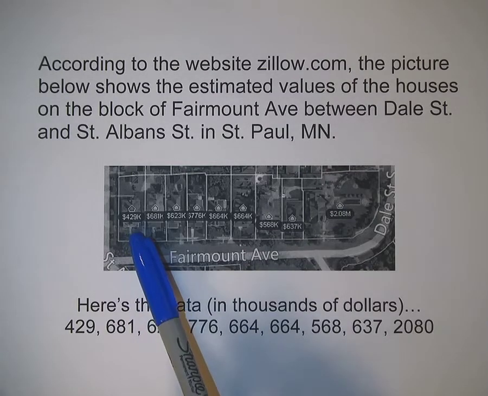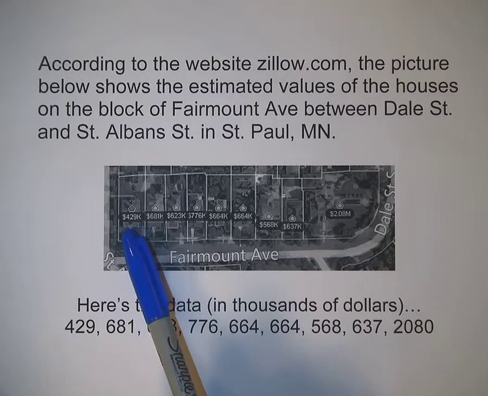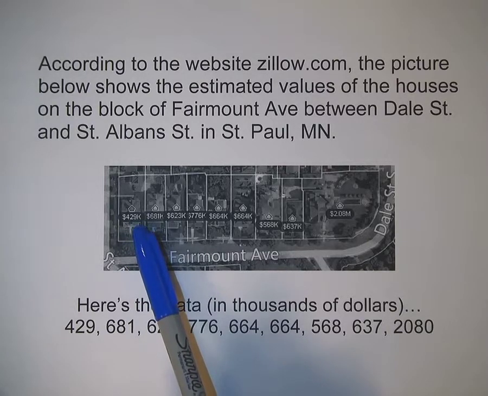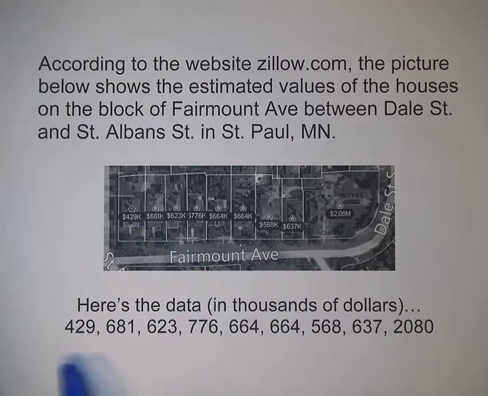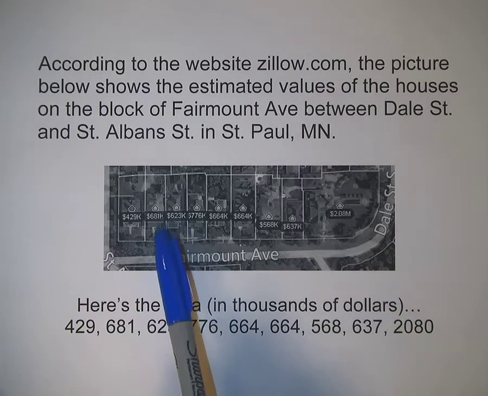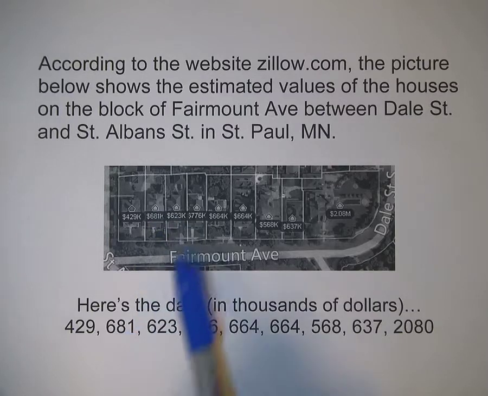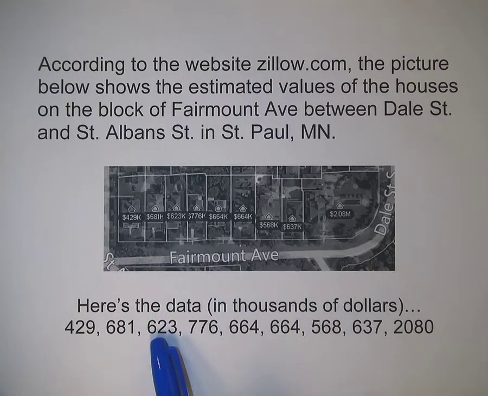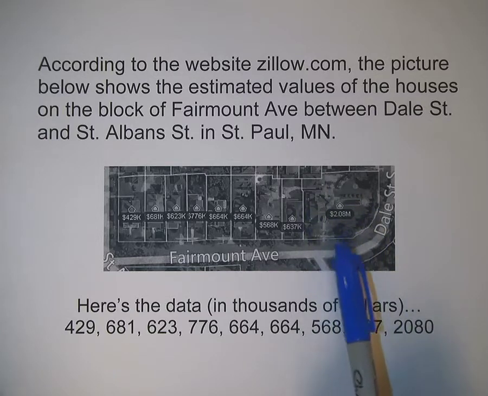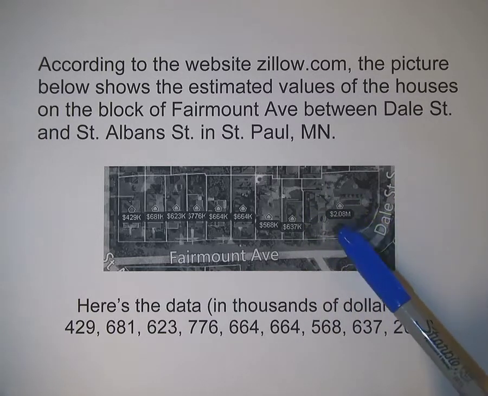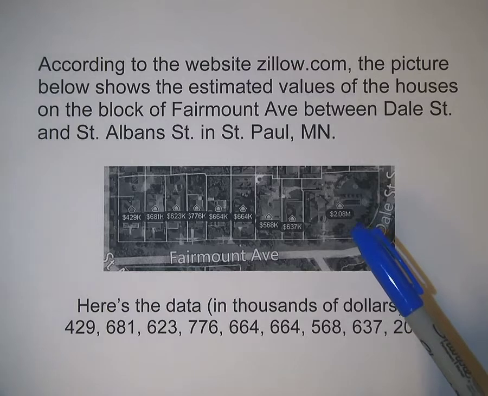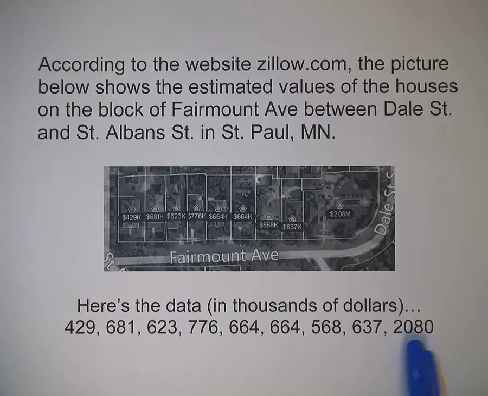The house on the corner here is valued at $429,000, the K meaning thousand. So down here in the data set, I have 429 because I'm measuring this in thousands of dollars. $681,000 is here. $623,000 is here. If you go to the end of the block, the corner house, a very big house, is valued at 2.08 million. So down here I have that listed as 2,080, because in thousands of dollars that would give you 2.08 million. That's the data set we're going to use.